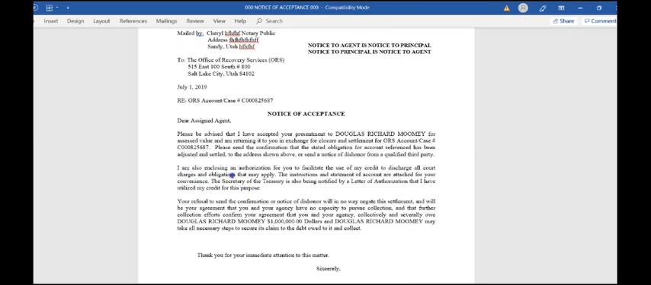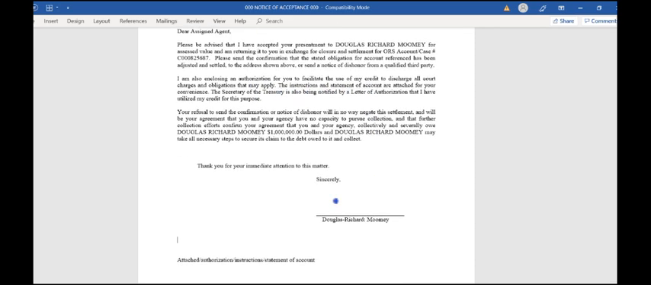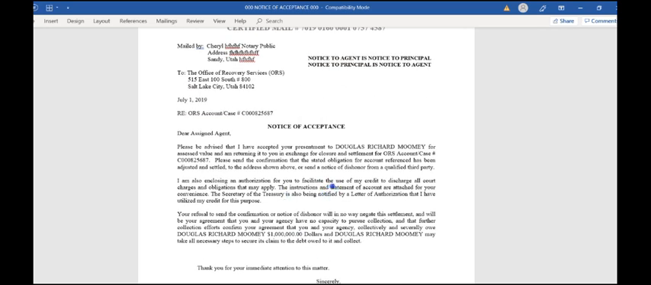So I am enclosing an authorization for you to facilitate the use of my credit to discharge all court charges and obligations that may apply. The instructions, so you've got authorization, you've got instructions, and the statement of account, okay? Authorization, instructions, statement of account. What are those? We'll go through that here in a minute. The instructions and statement of account are attached for your convenience. The Secretary of Treasury is also being notified by a letter of authorization. What's a letter of authorization? We'll get to that. That I have utilized my credit for this purpose.